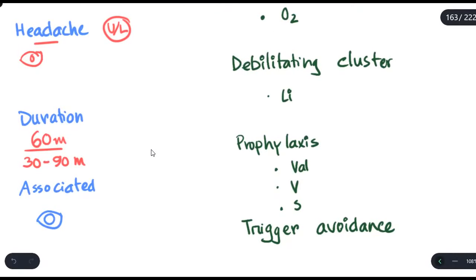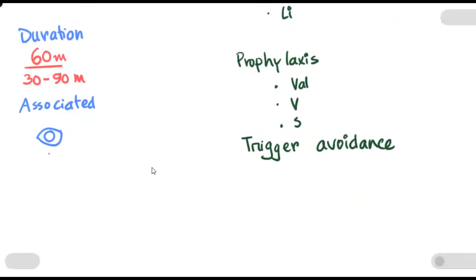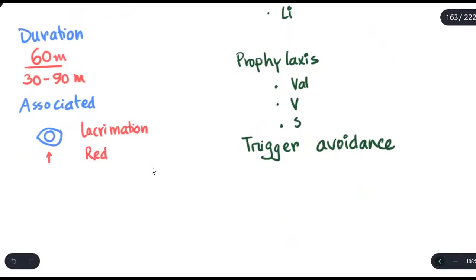And in a single 24-hour period, a patient may have multiple cluster headache episodes. What are the associated features? You can see them in the eye. There are multiple features in the eye because the headache is around the eye. So you can have lacrimation. The eye may become red, conjunctival injection or red eye, and sometimes the patient may have features of Horner syndrome, which is ptosis, miosis, anhidrosis, and enophthalmos.